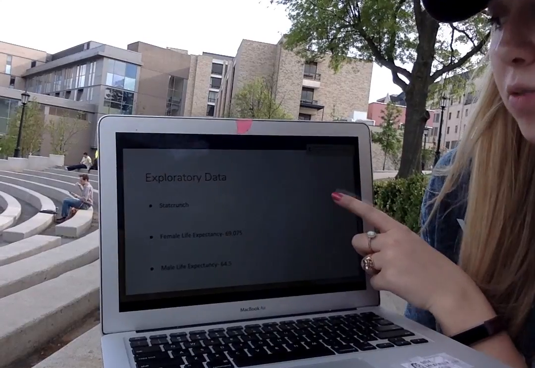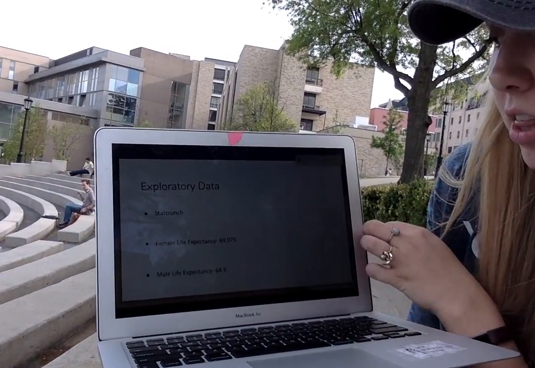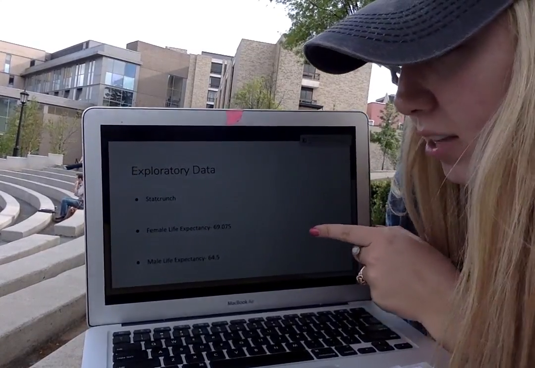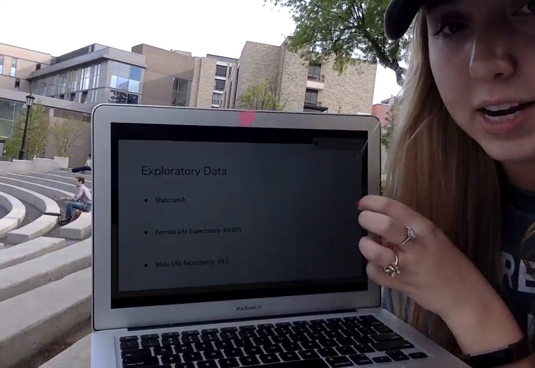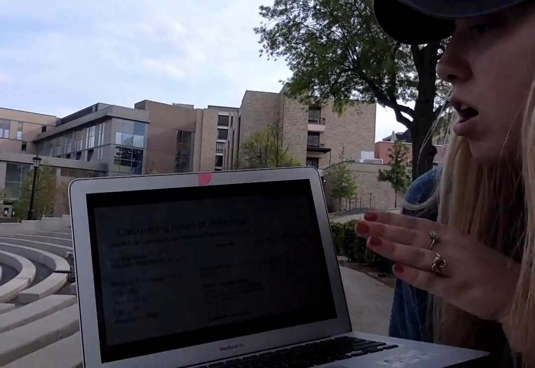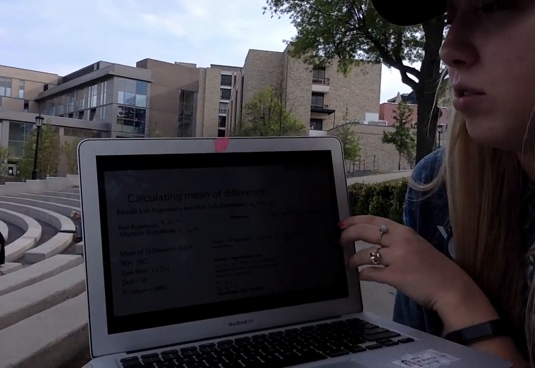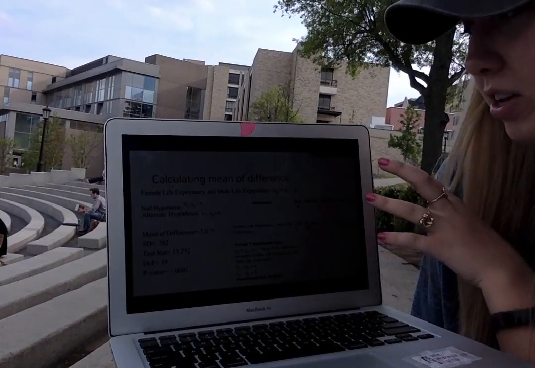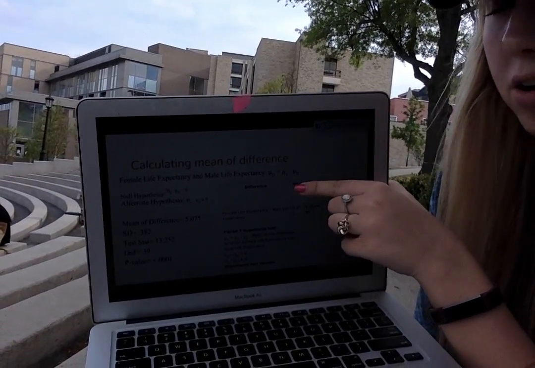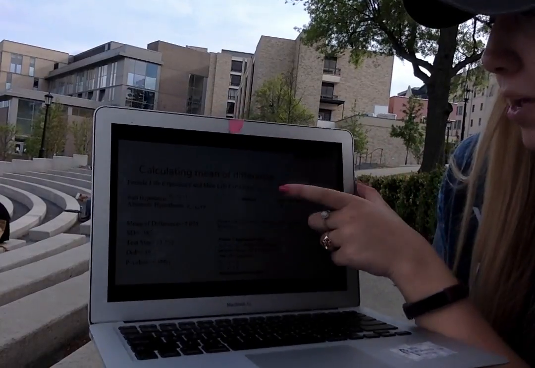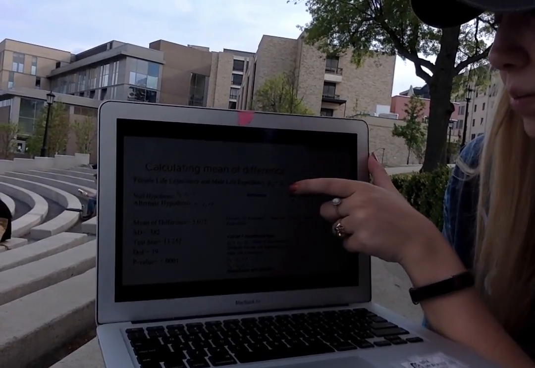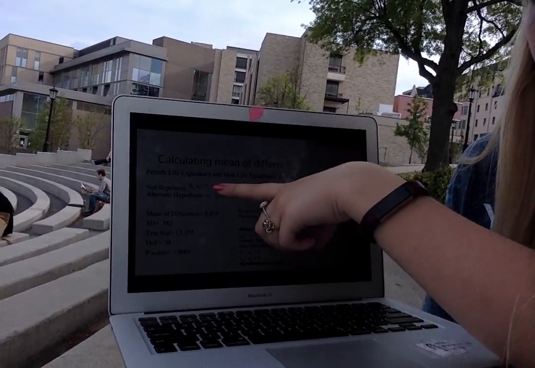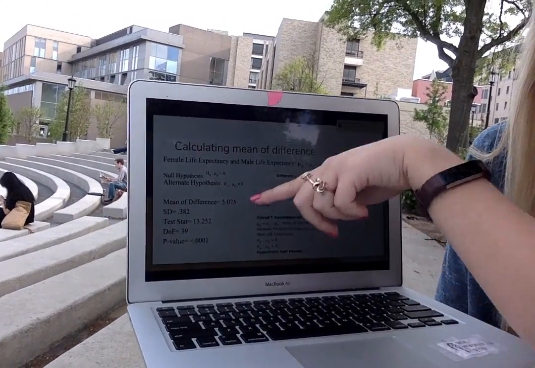Our exploratory data we found from using StatCrunch. We found that our female life expectancy mean is 69.075, and the male life expectancy mean is 64.5. So using our t-hypothesis test, we are calculating the mean of the difference between male life expectancy and female life expectancy. So here is our hypothesis. It'd be female life expectancy minus male life expectancy. Our null hypothesis is equal to 0, and our alternative is not equal to 0.